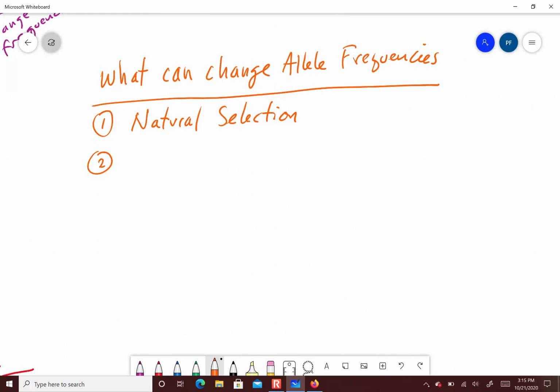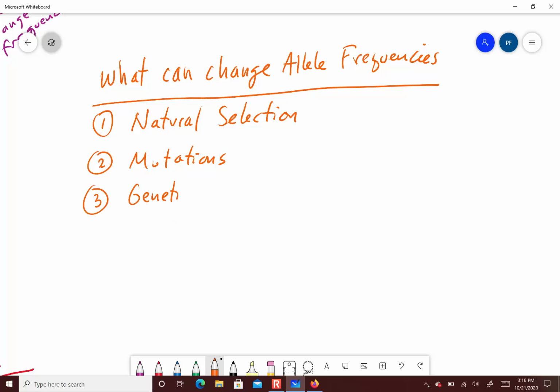Okay, mutations. We've been saying we have two options, dominant and recessive, big A, little a. Well, the mutation's going to make a new allele. So what if now we have big A, little a, and X? Well, those three things now have to add up to 100%, so something's got to change.